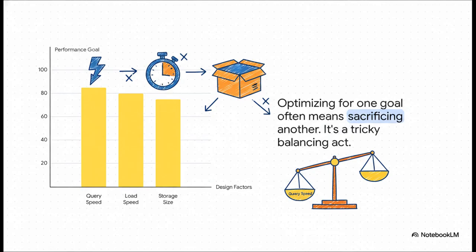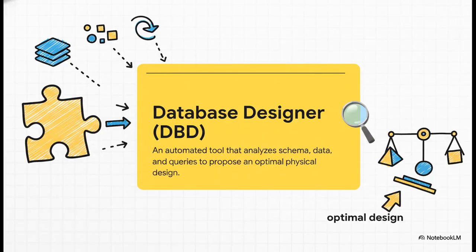Of course, you want blazing fast query speed, right? But that usually means creating lots of specialized sorted copies of your data. The problem is that slows down your data loading because every new row has to be written to all those different places. And naturally, it makes your storage footprint swell up. So if you optimize for one corner of the triangle, you almost always end up paying the price in the other two. So how in the world do you solve this puzzle?